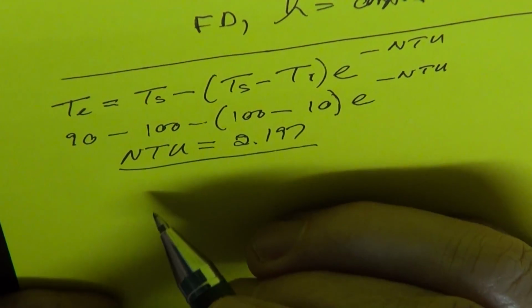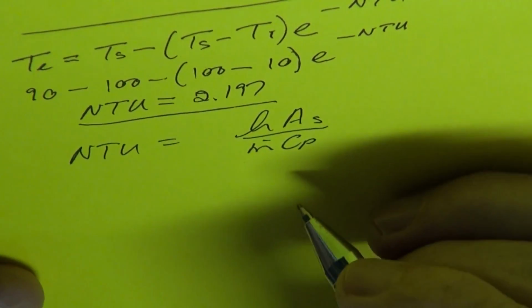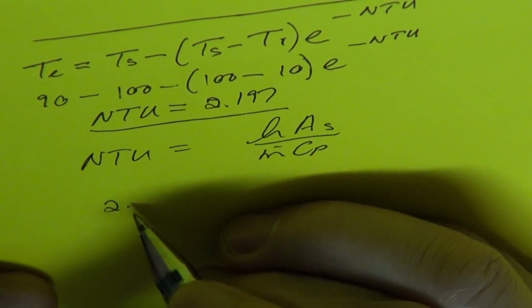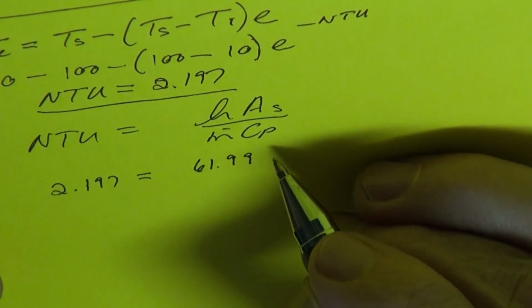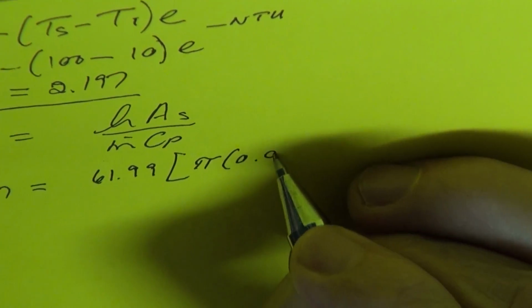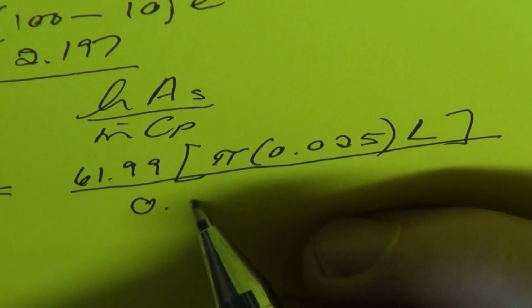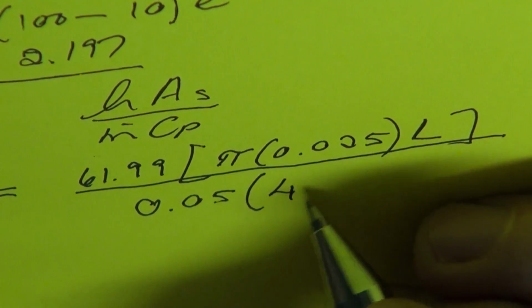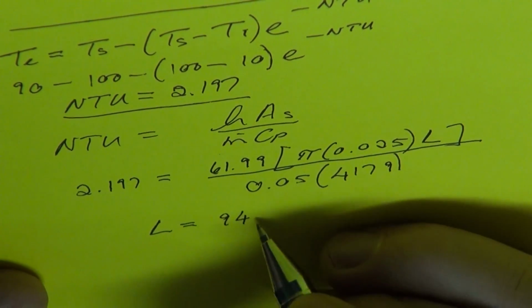So now that we've got the NTUs, we can say that the NTUs is equal to the heat transfer coefficient multiplied by the surface area through which the heat transfer occurs, divided by the mass flow rate and the CP value. The NTUs is equal to 2.197, is equal to the heat transfer coefficient, which is 61.99, multiplied by the surface area through which the heat transfer occurs. That is equal to pi multiplied by the diameter multiplied by L. We've already calculated that, divided by the mass flow rate, which is equal to 0.05, divided by the CP value, which is equal to 4179, and from this we can calculate the length as 94.3 meters. So we're getting the same length.